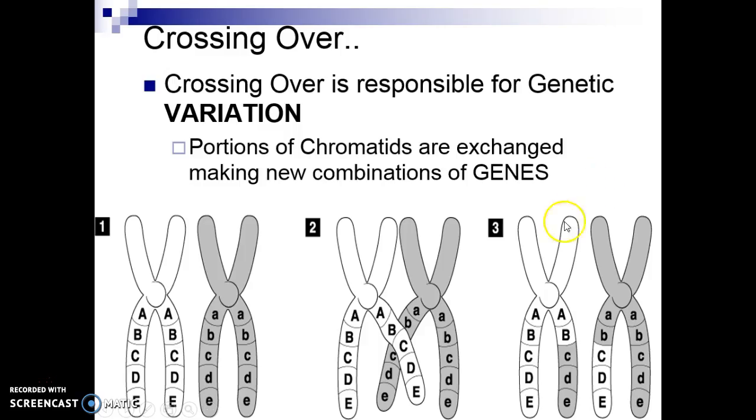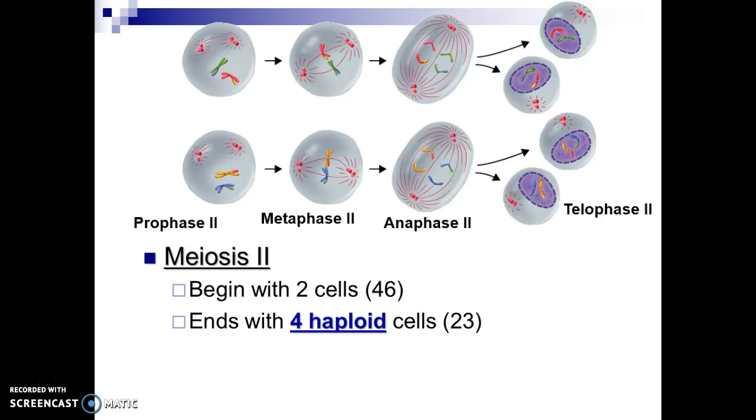Now, here's a good look of homologous pairs of chromosomes forming tetrads. Tetrads because there's 1, 2, 3, 4 little sister chromatids. And they switch the genes around. It doesn't make new genes, it makes new combinations of genes, okay? Then basically the rest of this is very similar to mitosis.